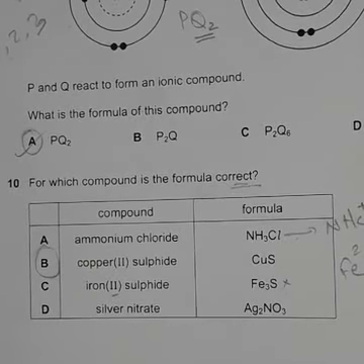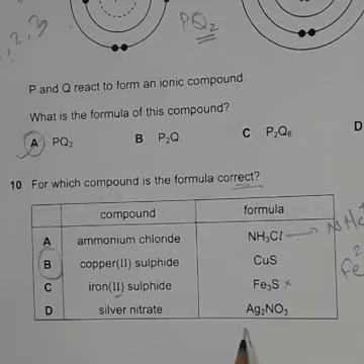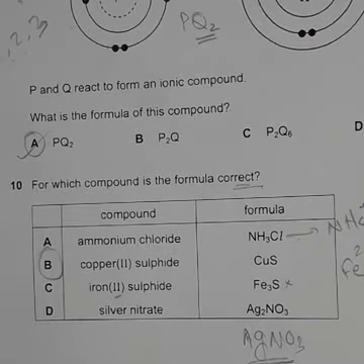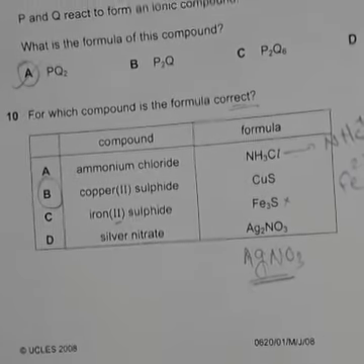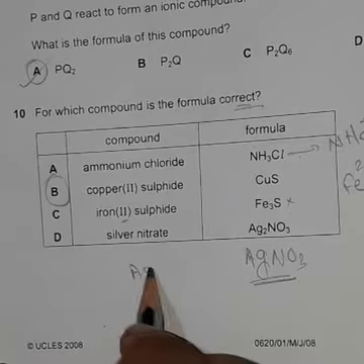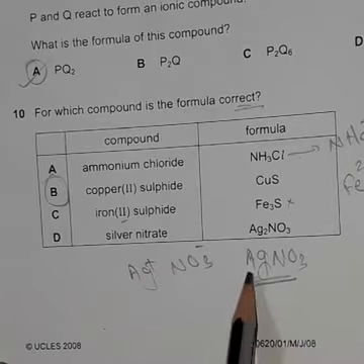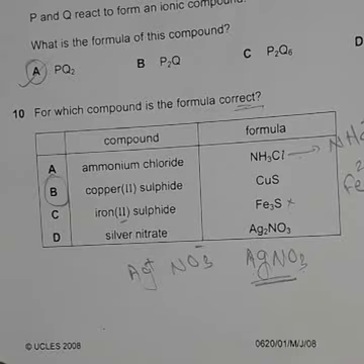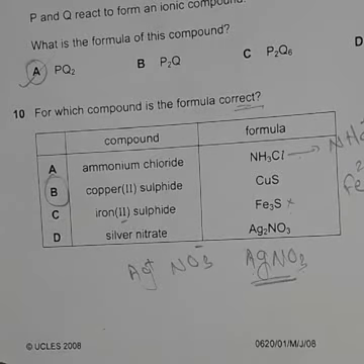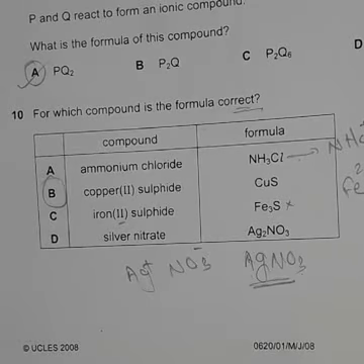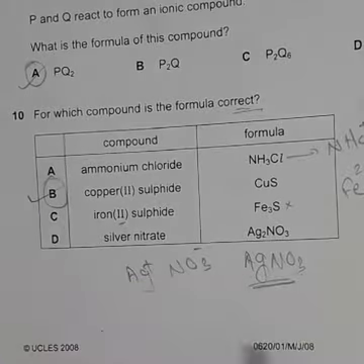Silver nitrate, it is a very famous formula, you know, AgNO3. Also you can remember like this: Ag it is plus, NO3 it is minus, plus minus, so the formula will be AgNO3. The charge of silver is plus 1, Ag plus, NO3 minus, so AgNO3. Clear?